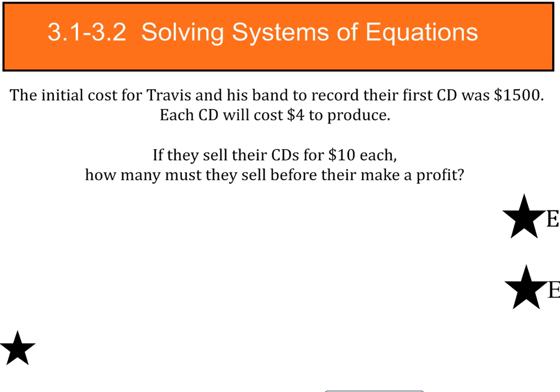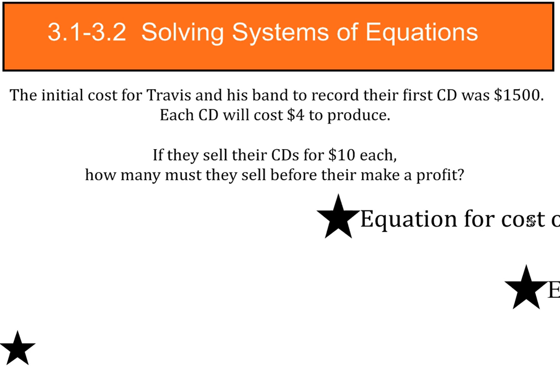So let's start off with kind of a problem that you might see. The initial cost for Travis and his band to record their first CD was $1,500. Each CD costs $4 to produce. So it costs $4 to make a CD plus $1,500 to record the music. They're going to sell their CDs for $10 each. How many do they need to sell before they make a profit?